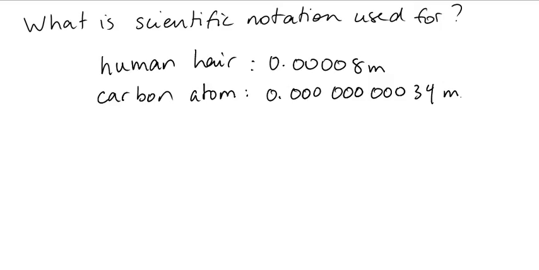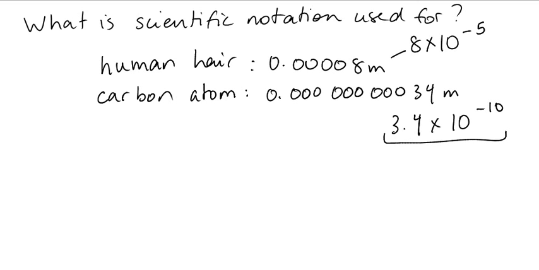Now, if we had to write these numbers out over and over again, it would get really long, really painful, and we would easily make a mistake because there are so many zeros we would get confused. So that's one thing scientific notation is used for. It's used to write these numbers more easily. So we'd say, for example, 0.00008 would be equal to 8 times 10 to the power of negative 5. And this would be equal to 3.4 times 10 to the power of negative 10. Now, I'll show you how we get to that in the next video. But for the moment, just realize how much easier it is to write it like this than to write it with all those zeros.